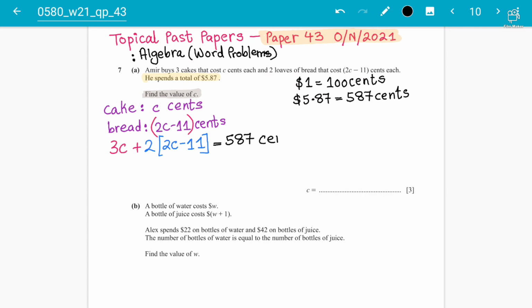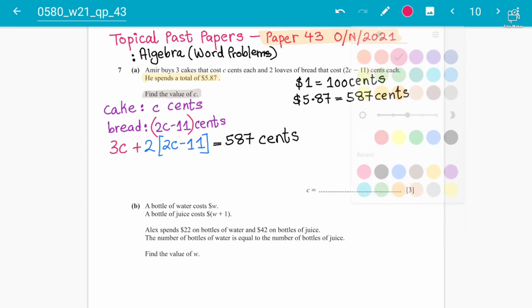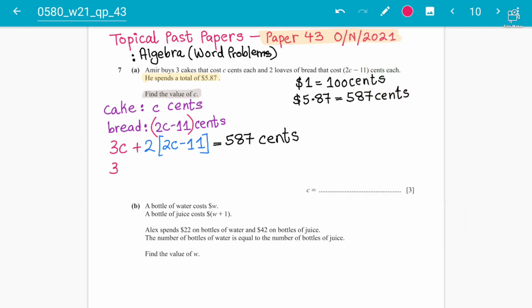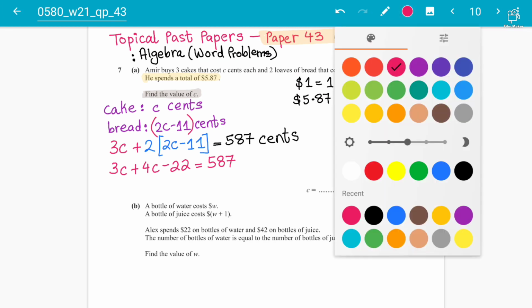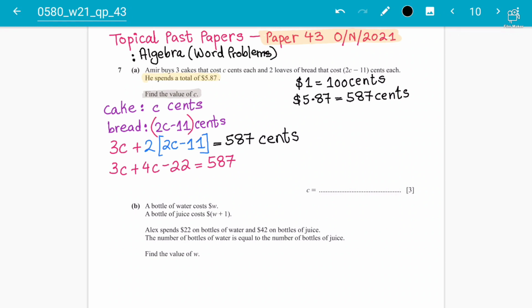Okay, students, so that's it. Just multiply, solve the equation in simple algebra. So it will be 3C plus 2 2s are 4C minus 2 11s are 22 equals 587 cents. This is very important to understand, that you have to solve the whole question in cents, or you can solve the whole question in dollars as well. So it will be 3C plus 4C is 7C, and 587 plus 22 becomes 609 cents. You have 7C there.